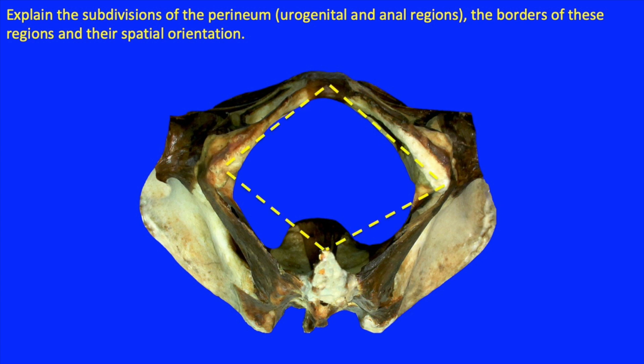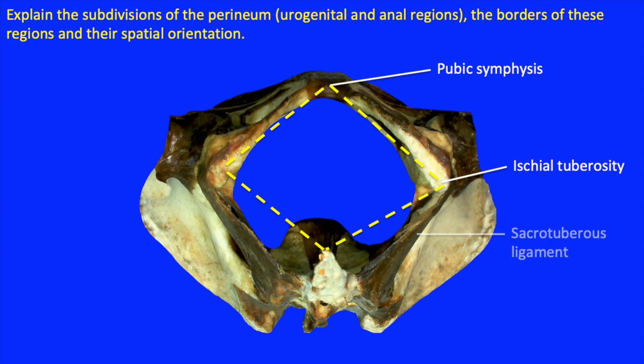Let's define the perineum, a diamond-shaped space just below the pelvis and between the thighs. The diamond-shaped space extends from the inferior part of the pubic symphysis laterally to the ischial tuberosities, what you're sitting on right now. Posterolaterally, the boundaries are made by the sacrotuberous ligaments. And posteriorly, the perineum is bounded by the tip of the coccyx.